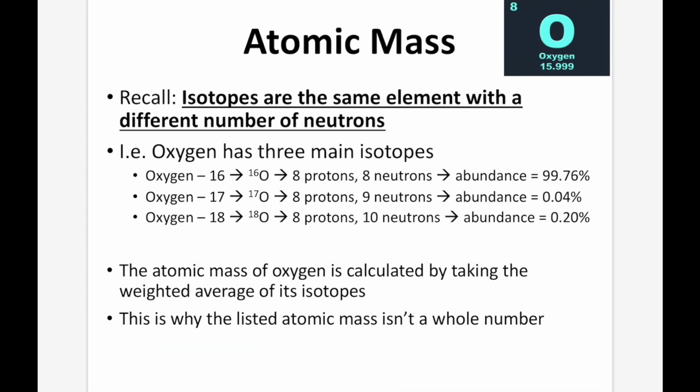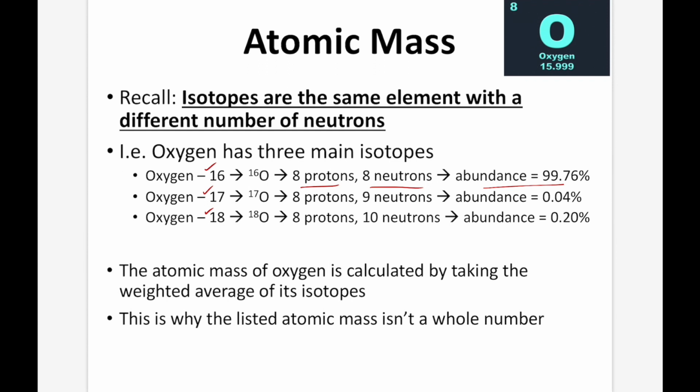Well, if you recall also, isotopes are the same element with a different number of neutrons. Oxygen has 3 main isotopes, oxygen 16, oxygen 17, and oxygen 18, keeping in mind that 16, 17, 18 represents the mass. Oxygen 16 has 8 protons, 8 neutrons, and its abundance is 99.76%. So in nature, you are most likely going to find oxygen 16, 99.76% of the time.